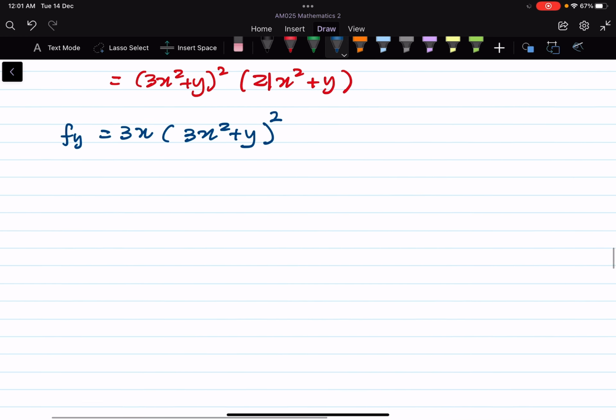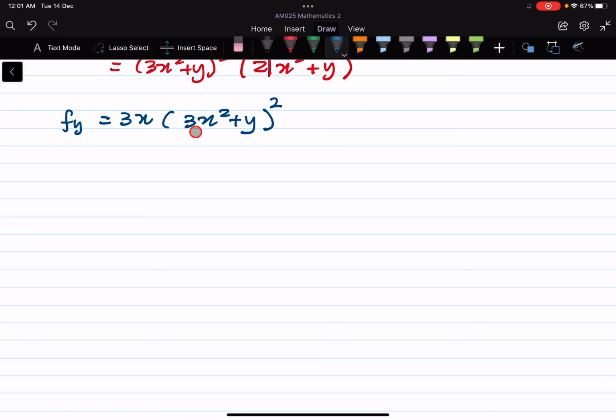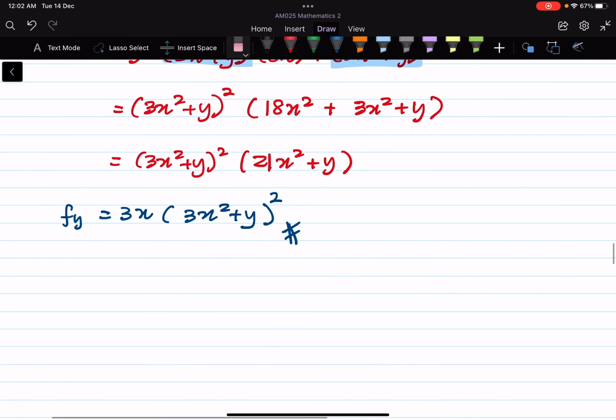Now we're going to differentiate 3x squared plus y with respect to y, and it's going to be 1, because if we differentiate 3x squared with respect to y, 3x squared is constant, and differentiate y with respect to y is 1, and we're going to get that answer. Okay, that's it.